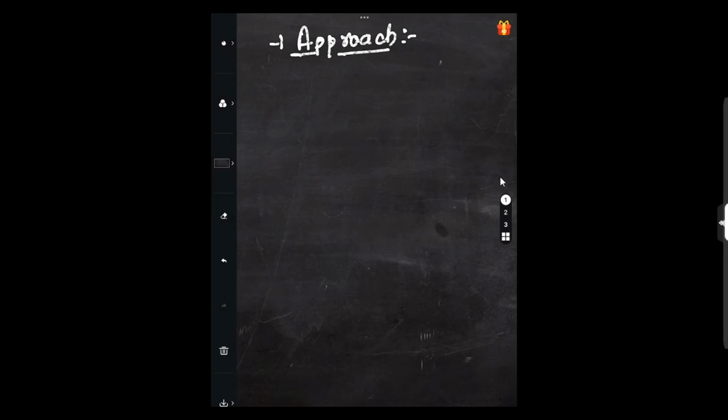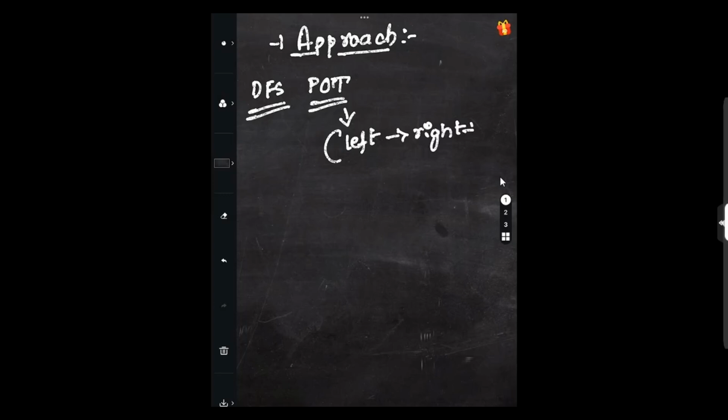The approach that we are going with here is DFS with post order traversal. Just remember, we'll be making use of DFS post order traversal. For post order traversal, just remember this: left, right, and then the root, in this order.